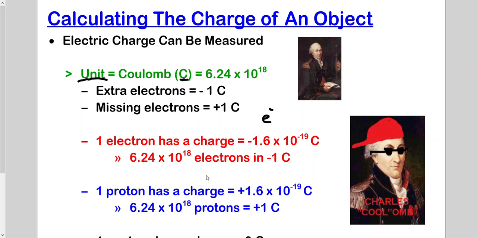Okay, so that's a teeny tiny charge because an electron is teeny tiny. It turns out that if I have 6.24 times 10 to the 18th electrons, then I would have a total of 1 coulomb of charge. So it takes 6.24 times 10 to the 18th electrons to give me a -1 coulomb charge. If electrons and protons are equal in number, then there is no charge. And if an electron has this negative charge, a proton has to have the opposite charge, but positive. So a proton must have a charge of positive 1.6 times 10 to the -19th coulombs. Therefore it would take 6.24 times 10 to the 18th protons to have a charge of +1 coulomb.